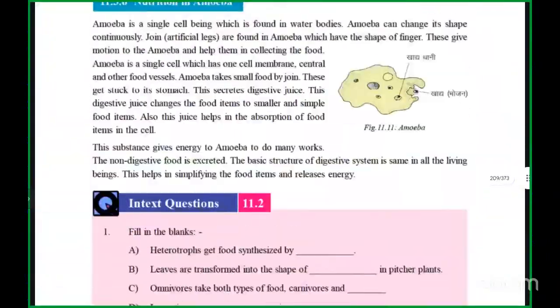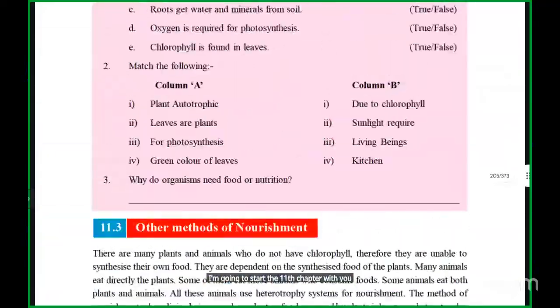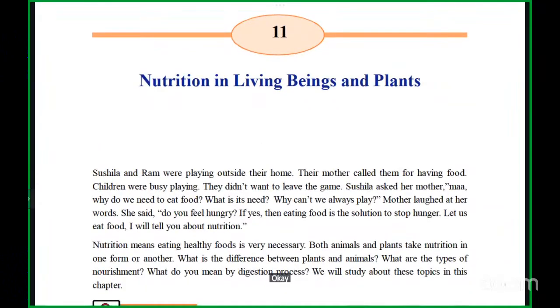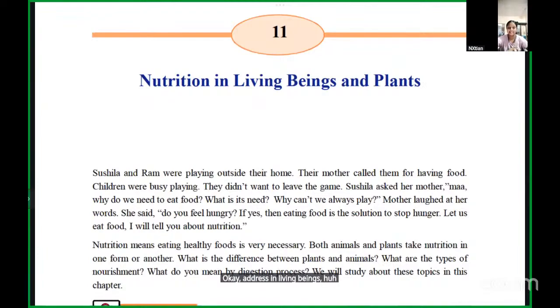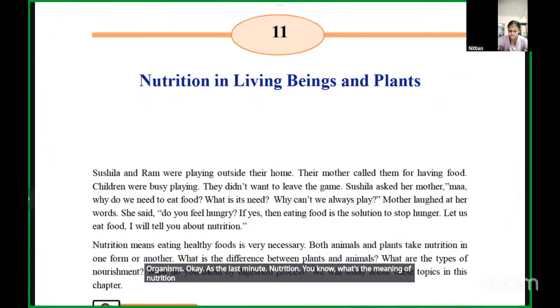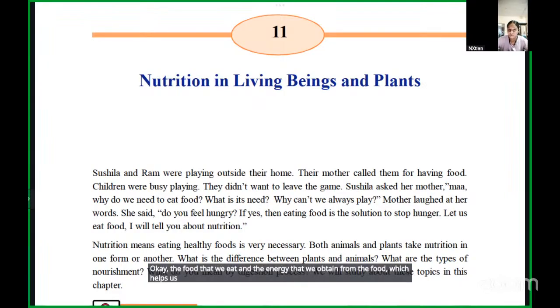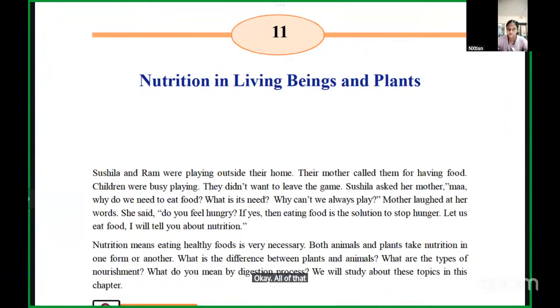I'm going to start the 11th chapter with you, nutrition in living organisms. Okay, nutrition in living beings and organisms, as a lesson that we will start. Nutrition. You know what's the meaning of nutrition? Nutrition is the food that we eat and the energy that we get from it, which helps us to gain strength, which helps us to grow. All of that is called nutrition.